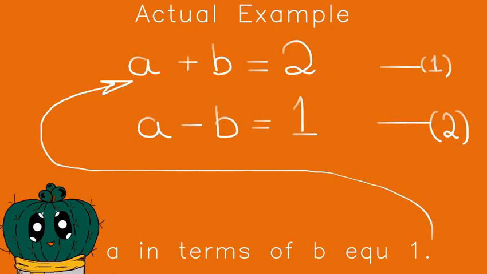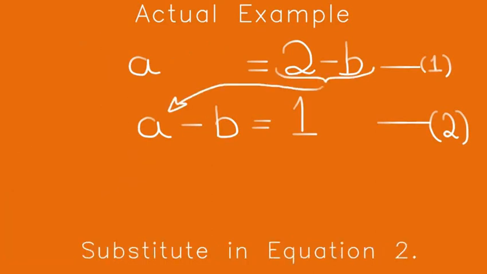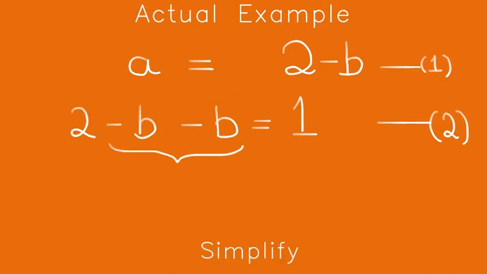We want the first equation to be written in terms of b, so a should be the subject. So we do that: negative b on both sides. We subtract the negative b and positive b, and they just vanish because they cancel each other out, and we are left with 2 negative b. We put the 2 negative b into the a in the second equation. We have 2 negative b, and negative b is equal to 1.